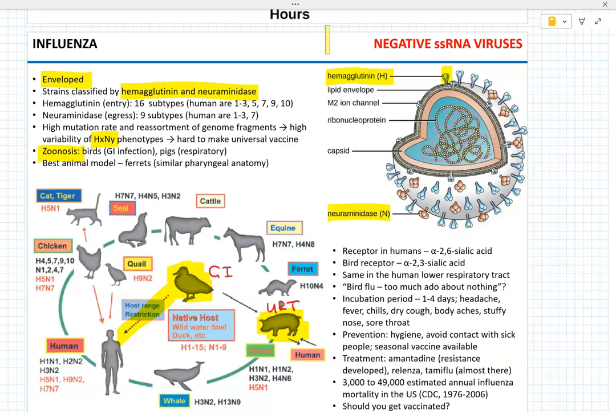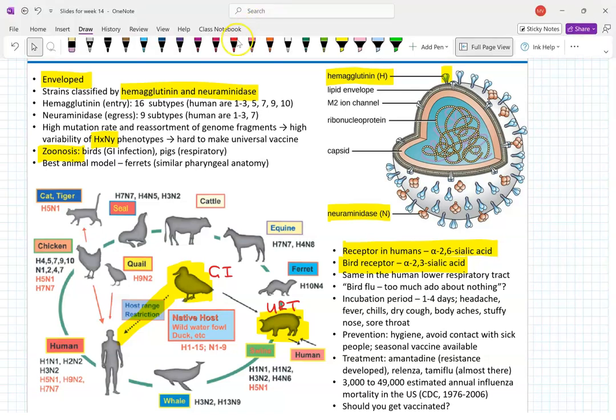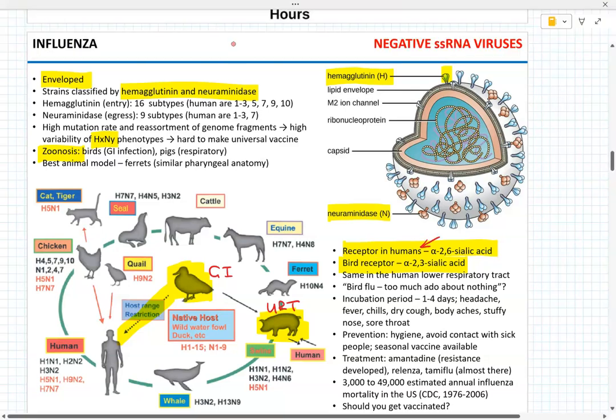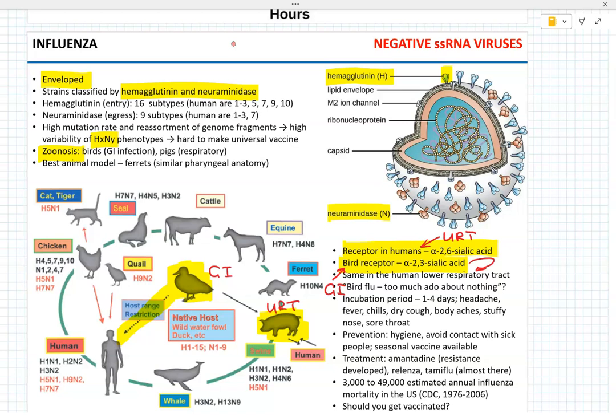Okay? So, receptor in birds is alpha-2,3-sialic acid. Do not memorize that. So it's a certain molecule, okay? Receptor in humans, specifically in the upper respiratory tract, is different. Alpha-2,6. Can you see that? So birds, so GI. Turns out that the same receptor is found in the intestines and the digestive tract of birds we have in our lungs.